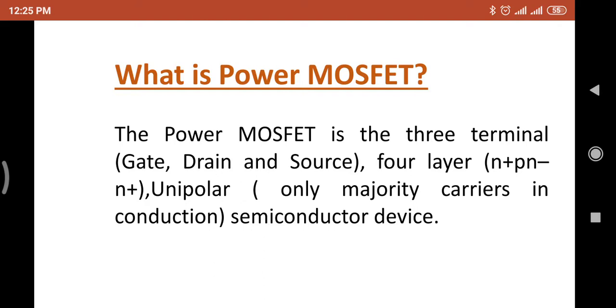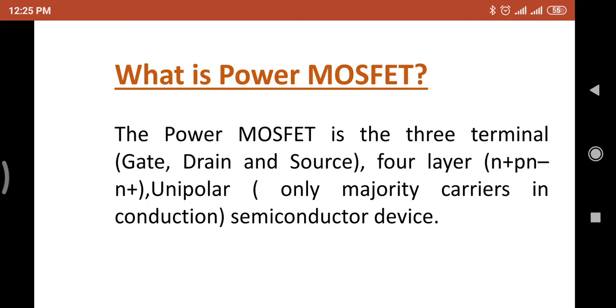In today's class, we are going to cover these topics: what is a MOSFET, what is the structure of the MOSFET, what are the electrical symbols of the MOSFET, what are the transfer characteristics of the MOSFET, what are the VI characteristics of the MOSFET, and the switching characteristics of the MOSFET. These are the topics we are going to cover in today's class.